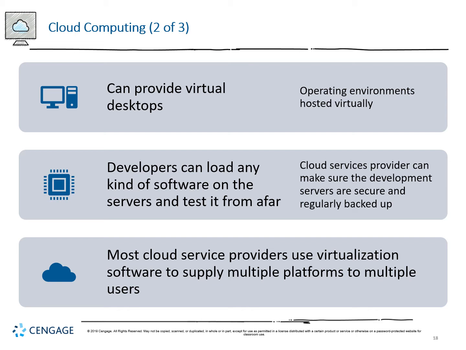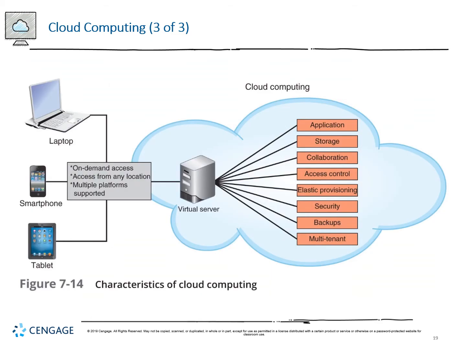Most cloud service providers use virtualization software to provide multiple platforms to multiple users. So if you want something to run Linux, something to run Mac, something to run Windows, something to run something like Peregrine or a smaller OS, that can be done in a virtual environment using all of the same hardware. So here we see cloud computing implemented. We've got some different devices, laptop, tablet, smartphone, could be anything. We have on-demand access from any location, and multiple platforms supported. Everything passes through the virtual server, which is just kind of a request processing interface.